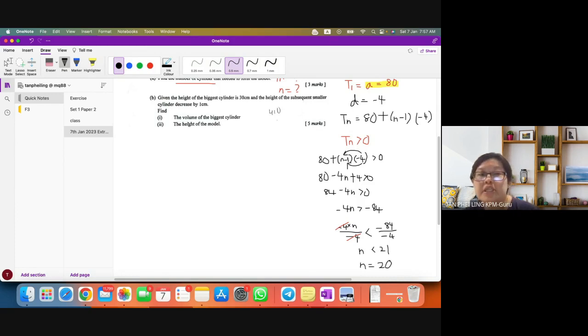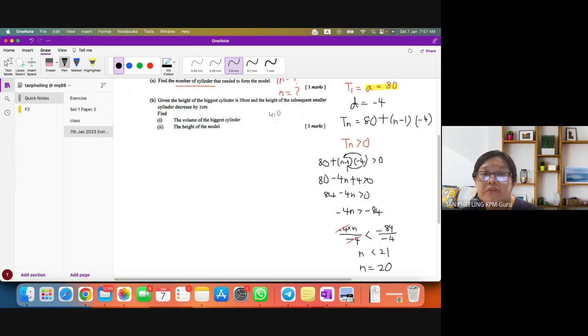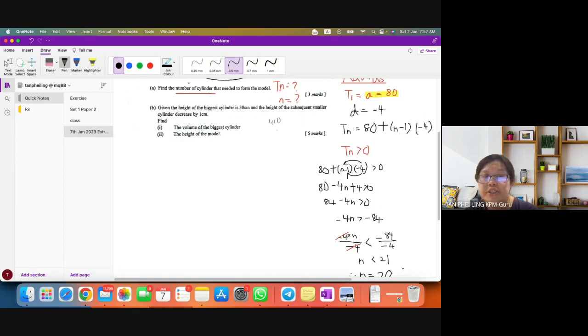So here, we find the number of cylinders needed to form the model. Hence, n will be 20. Is that okay? So that's how you answer the question: in total there will be 20 cylinders, because you want to make sure that your radius will be more than 0. That's how you substitute in your n term to make it more than 0.